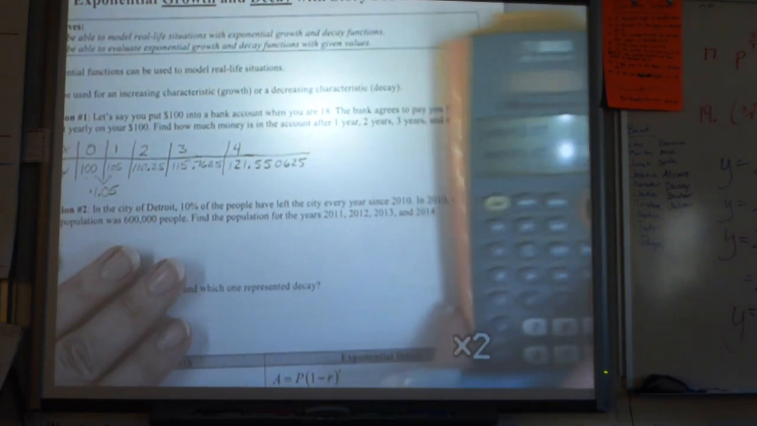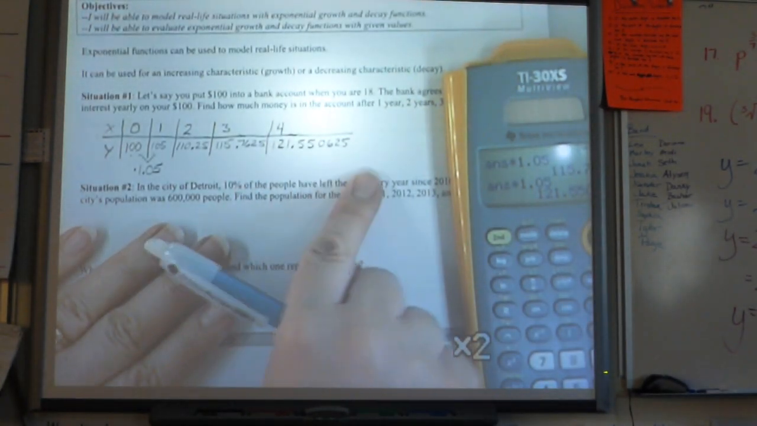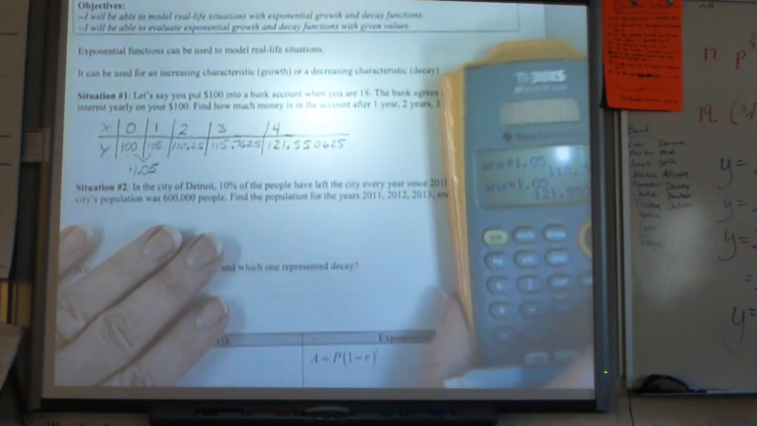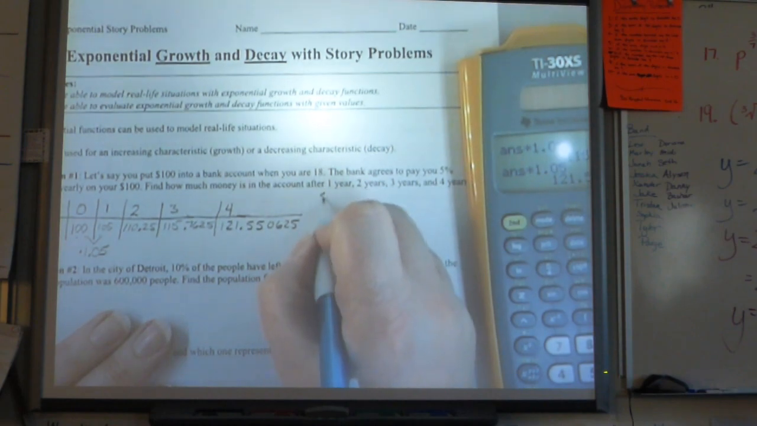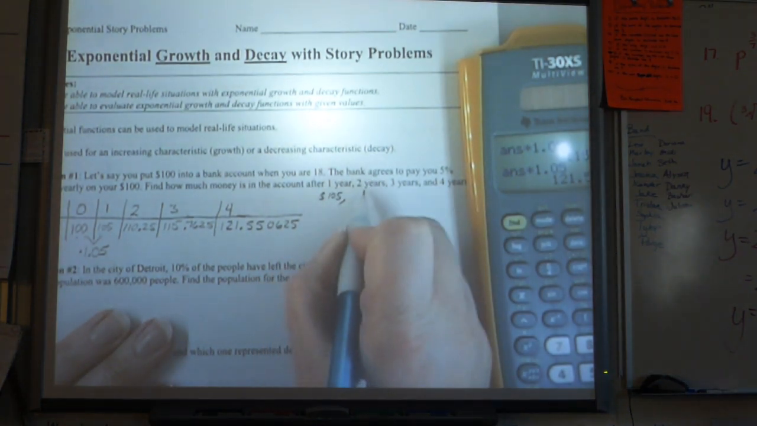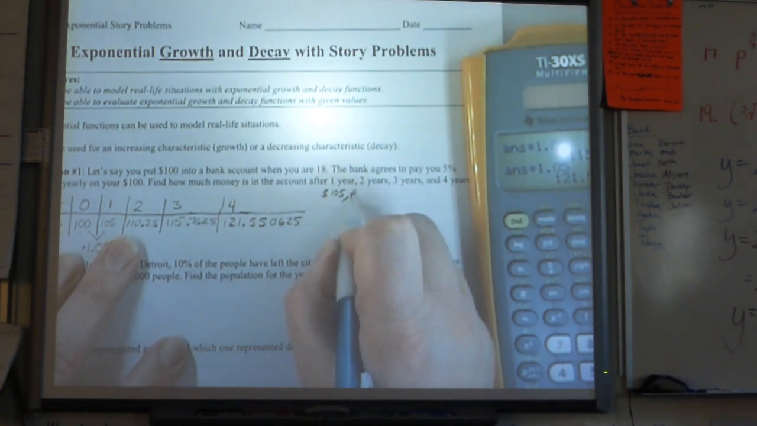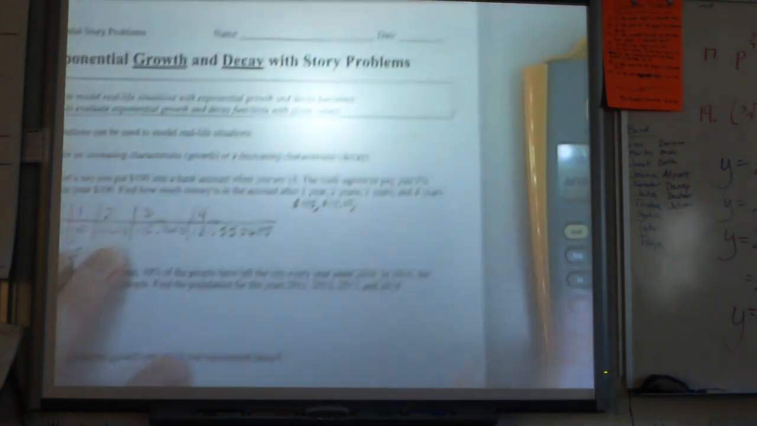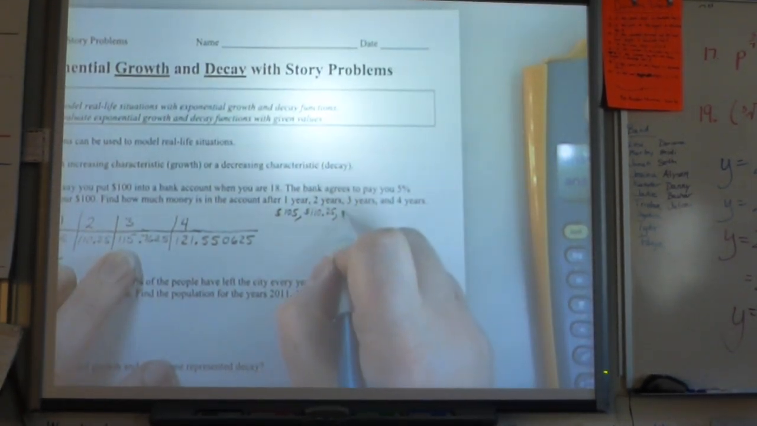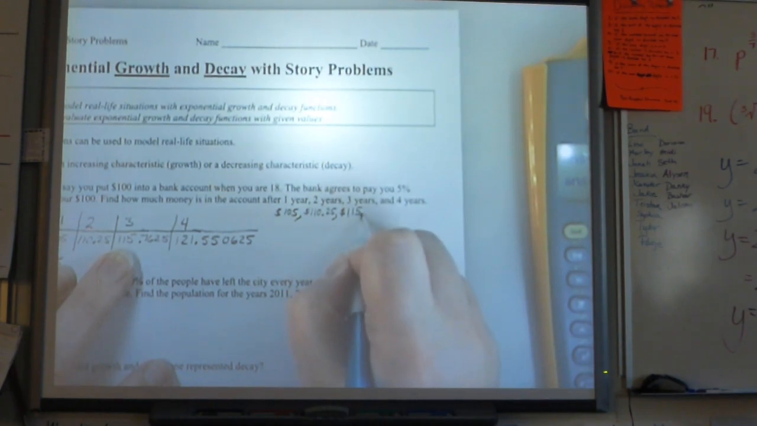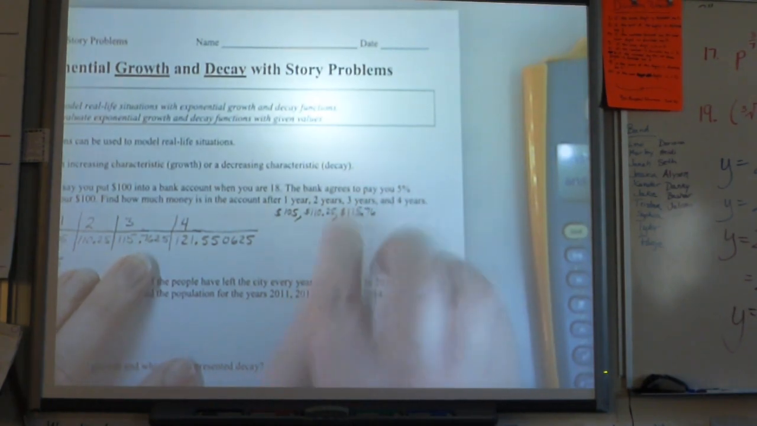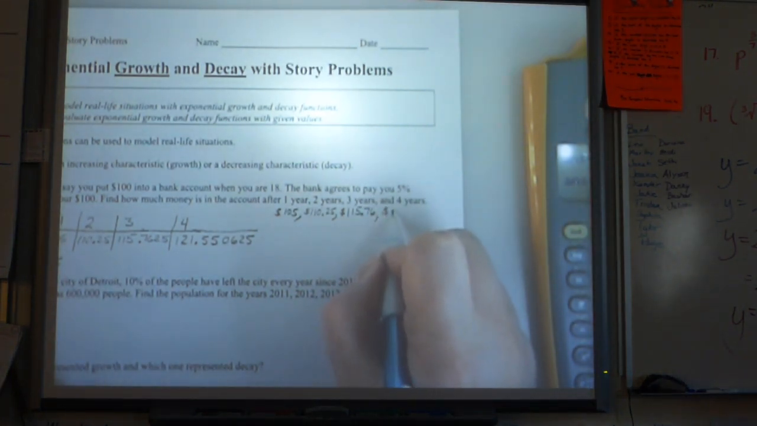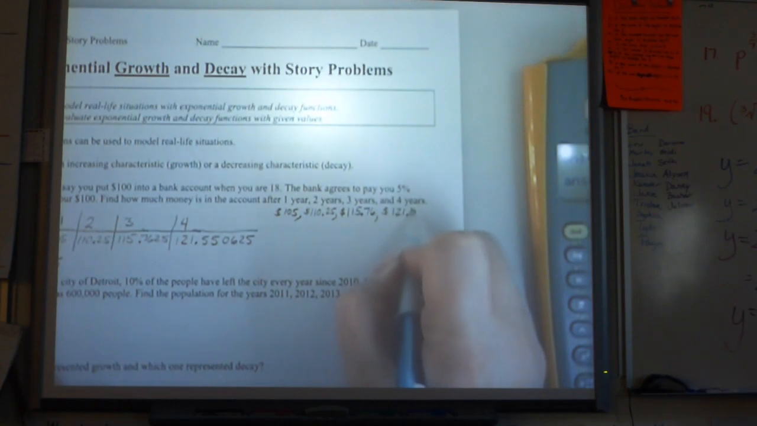So this is representing our money. Now, because it's representing money, we would round these to the nearest dollar. At the end of the first year, how much was this worth? $105. At the end of the second year? $110.25. At the end of the third year? $115.76. Now we do round, and then at the end of the fourth year, $121.55.